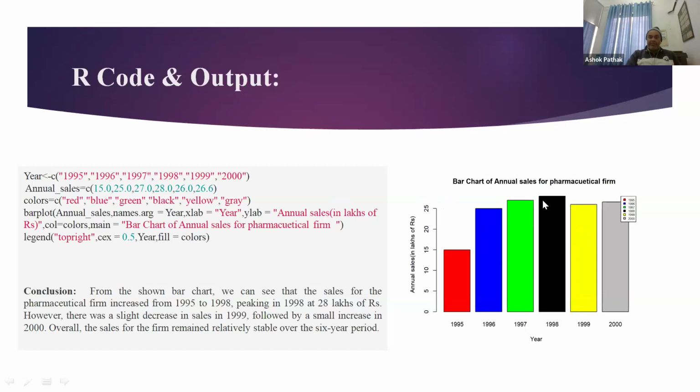So from this diagram, what information are we getting? The maximum is in 1998. We are getting the maximum sale, which is 28 lakhs. So from the above bar chart, we can see that the sales of the pharmaceutical firm increase from 95 to 98. Every year it is increasing: 95, 96, 97, 98. But in 99 it is decreasing, and 2000 is also decreasing compared to 98, but compared to 99 it is increasing. So this is the basic information about the data using the bar chart.